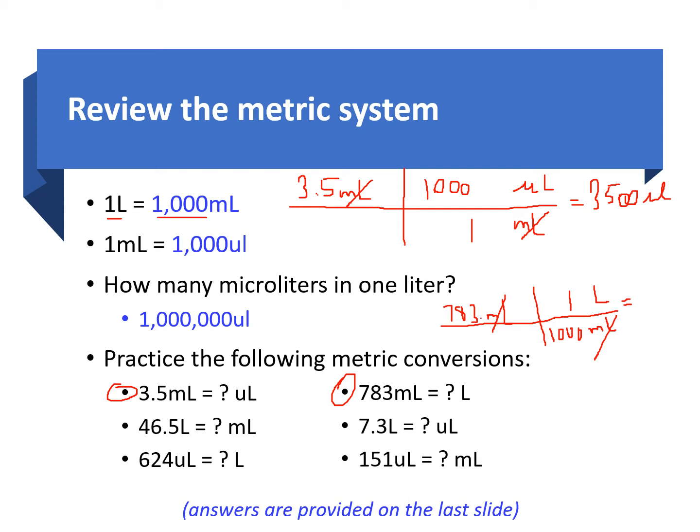Okay, so again, imagine that this is 783.0. Just move your decimal over on the other side by 3. So the answer is going to be 0.783 liters. Okay. Now you can go ahead and try out the other examples on your own. And as I said, the answers are going to be on the last slide.